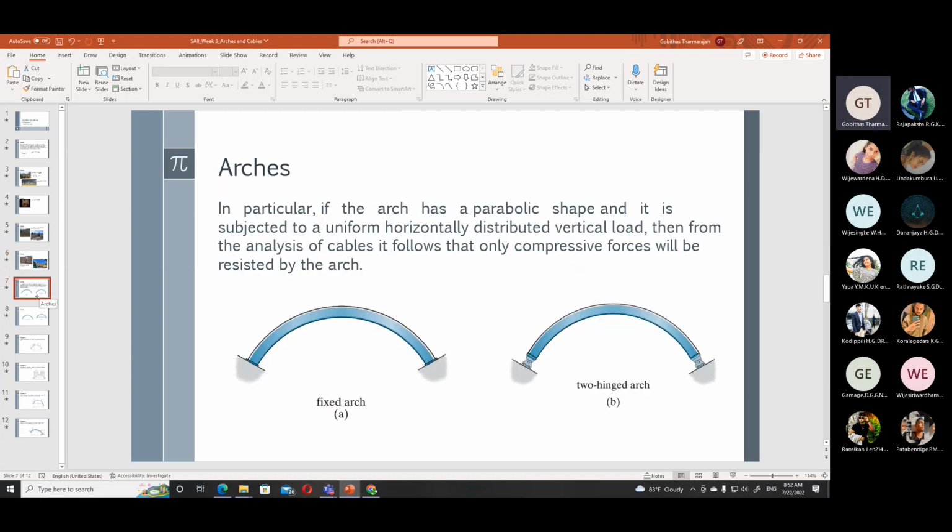So if you look at arches, they are in a parabolic shape, and it is subjected to a uniform horizontally distributed vertical load. Then from the analysis of cables, it follows that only compressive forces will be resisted by arches. So similar to the cables, where we assumed only tension, here we assume only compression. So this is a fixed arch. It is fixed at both ends. This is a two-hinged arch. There are two hinges here.